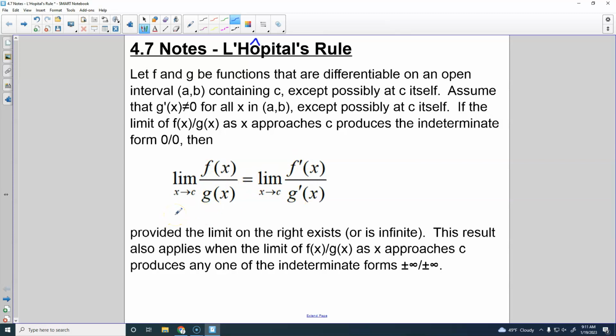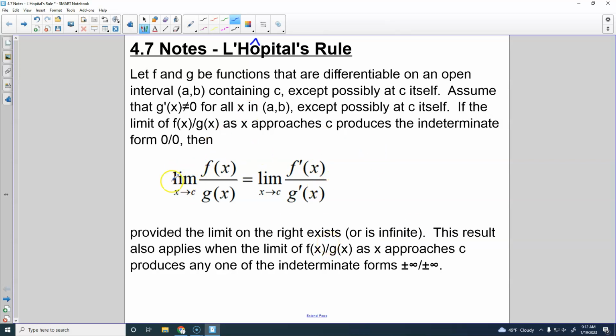Providing that the limit on the right exists or is infinite, this result also applies when the limit of f of X over G of X as X approaches C produces any one of the indeterminate forms of plus or minus infinity over plus or minus infinity. Okay, so to summarize what this is telling you, this is a limit rule that is really useful, but I could not teach it to you whenever we were doing limits because we didn't know how to take a derivative then. And for this, you have to be able to take a derivative.